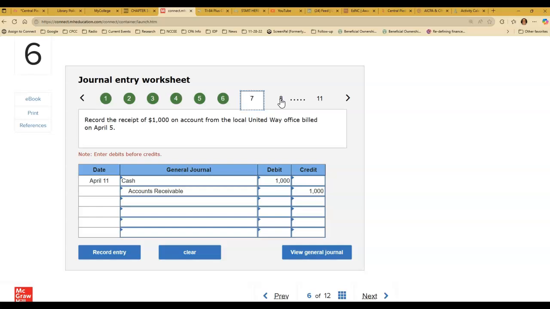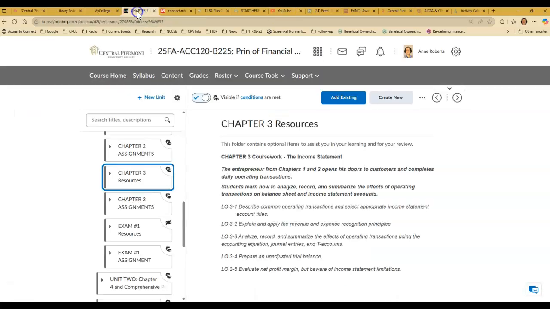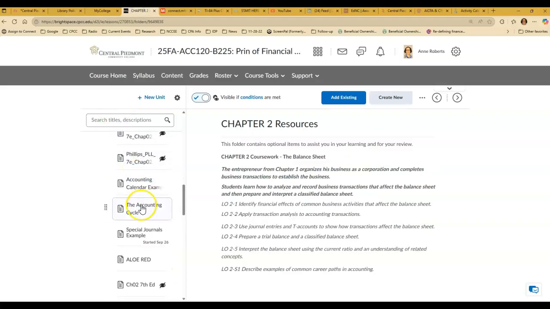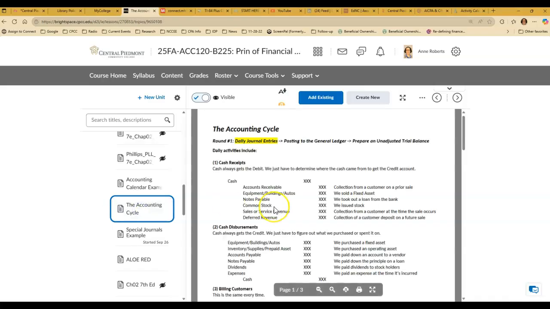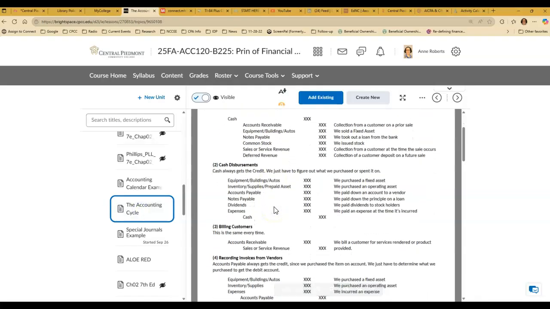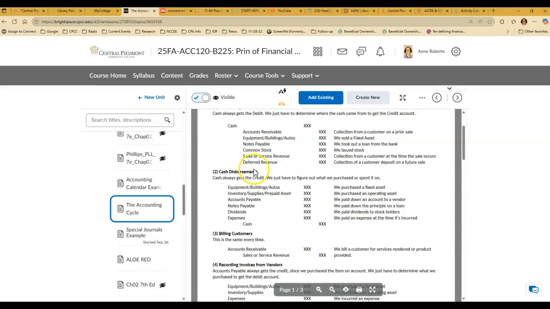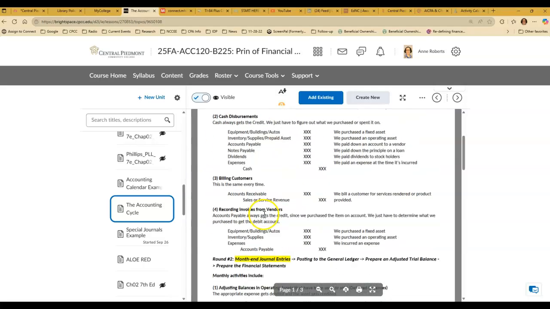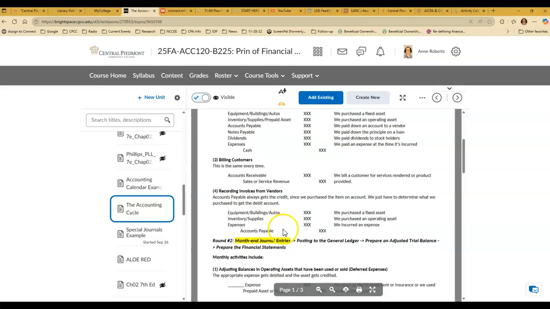Again, don't make this too hard. Go back to that document that I showed you earlier, in Chapter 2 Resources, right here, the accounting cycle. Because this is really all we're doing. We're collecting cash. What was it for? We're dispersing cash. What was it for? We're billing customers. What kind of revenue was it? We're recording invoices from vendors. What did we buy? Don't miss that.